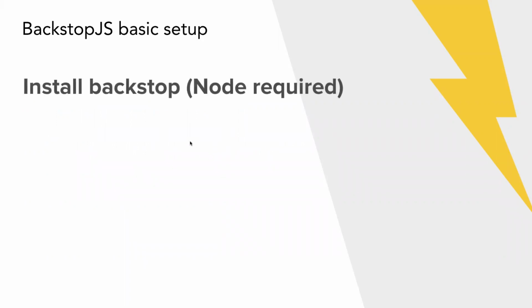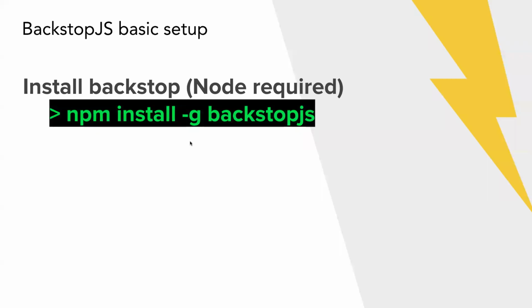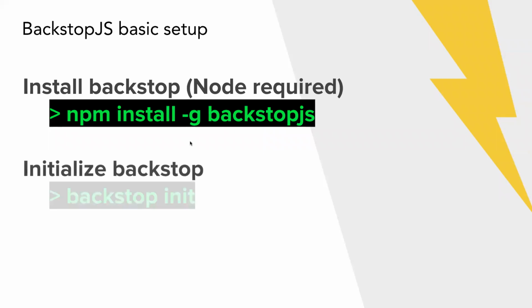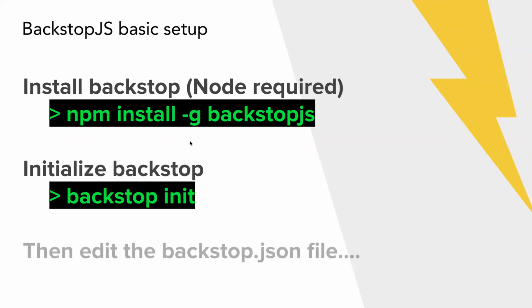So for setting up BackstopJS, the basic requirement is you're going to need Node, and to install it, you use npm install -D backstopjs, and to initialize Backstop, you use backstop init, and then you can edit the backstop.json file.